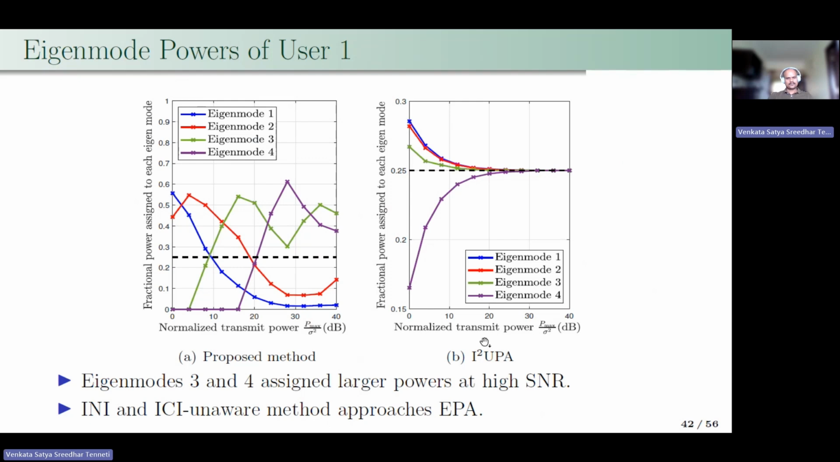As you can see here, the proposed power allocation method assigns higher power to the weaker eigenmodes, which are eigenmodes 3 and 4, when the transmit power is high. Whereas at lower transmit power, it assigns higher power to the stronger eigenmodes, which are eigenmodes 1 and 2. On the other hand, I square UPA always assigns the highest power to the strongest eigenmodes. And as the transmit power increases, the power allocation approaches the equal power allocation, which is shown by this black horizontal dashed line.